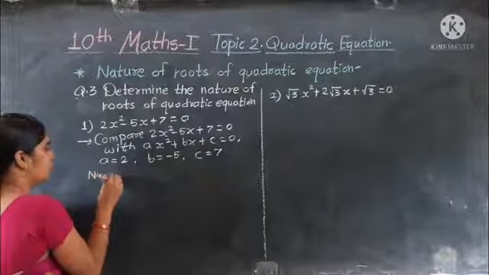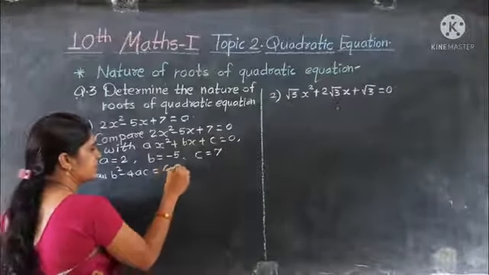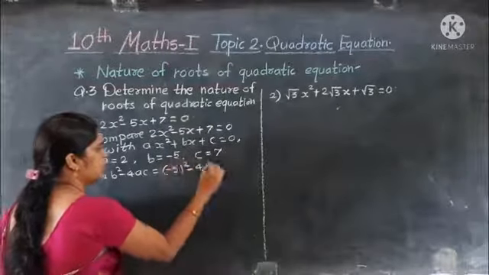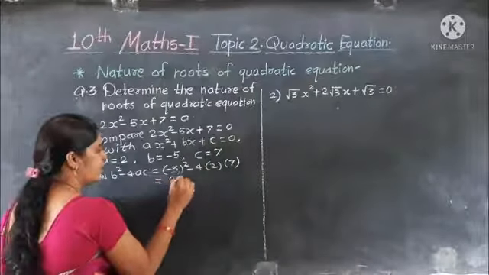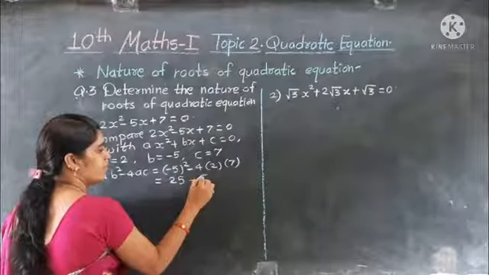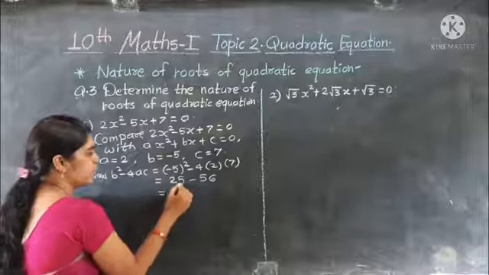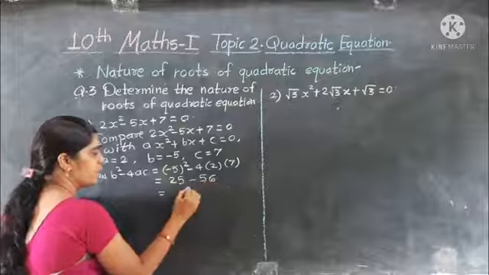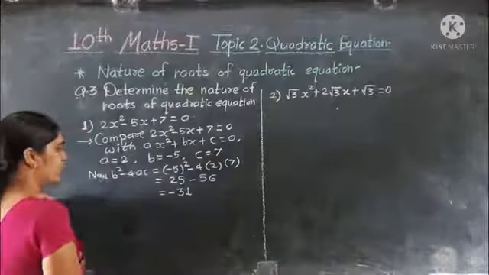Now you find b square minus 4ac. b square means minus 5 square, minus 4, a is 2, into c is 7. 5 5s are 25 minus 4 2s are 8, 8 7s are 56. Okay. So the answer is 25 minus 56, which is minus 31.